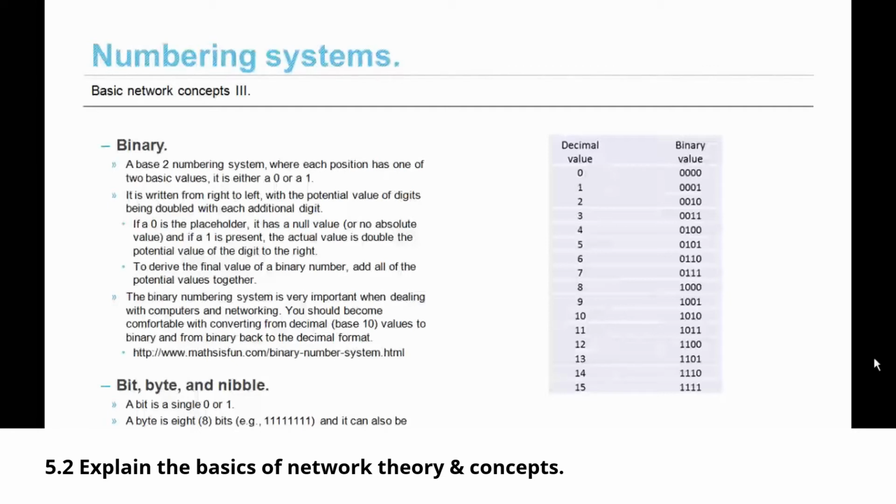Now let's talk about bit, byte, and nibble. A bit is a single 0 or 1. A byte is 8 bits, and it can also be referred to as an octet. A nibble is half of a byte, or 4 bits, and these terms are used quite frequently when dealing with binary.